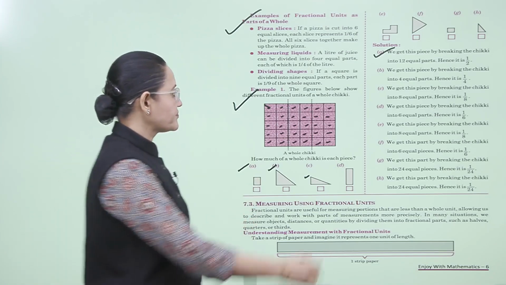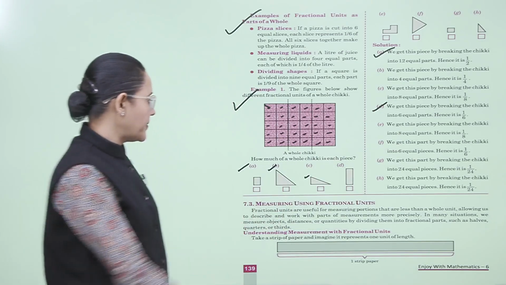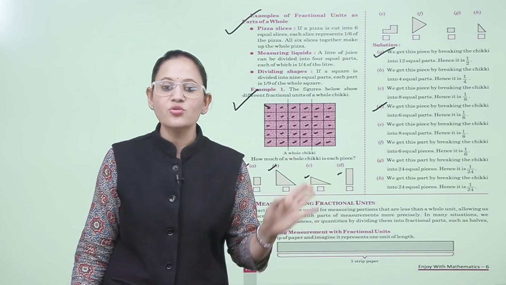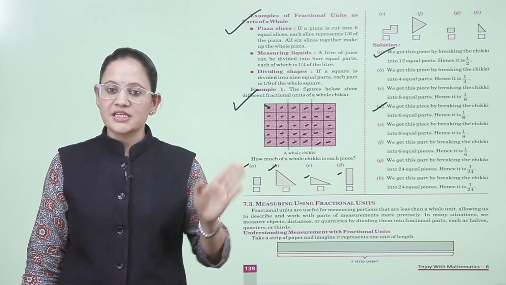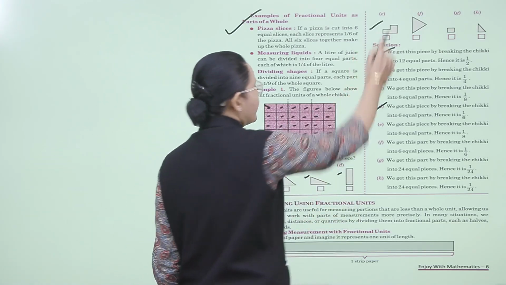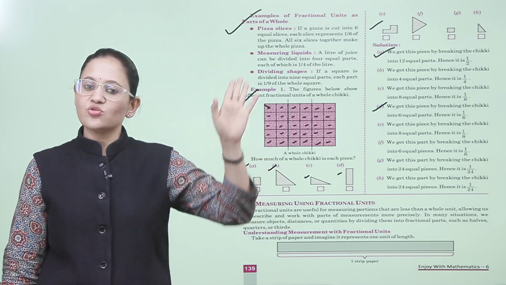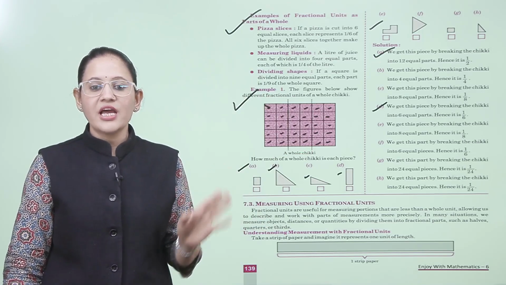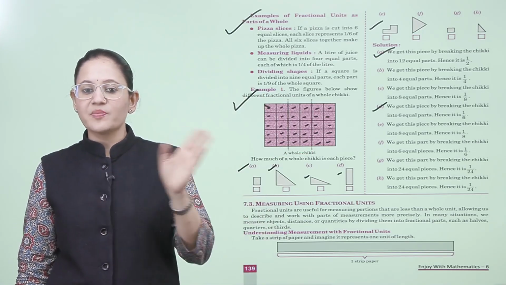In D, we get this piece by breaking the chicky into 6 equal parts like this. For that we have to divide the chicky into 6 equal parts. So each will represent 1/6. For E, we get this piece by breaking the chicky into 8 equal parts, hence it is 1/8. For F, we get this part by breaking the chicky into 6 equal parts. So each will represent 1/6.